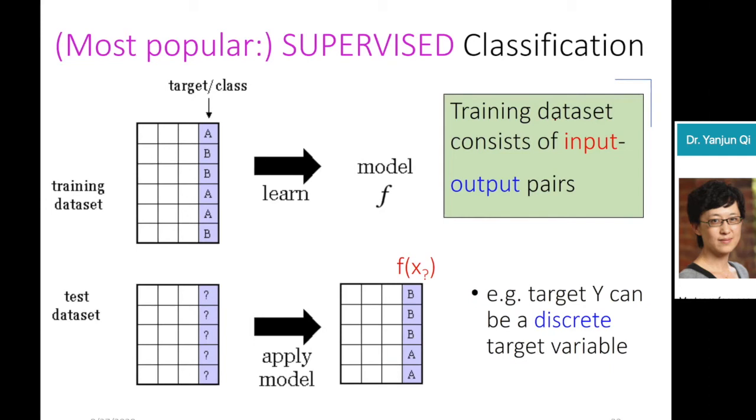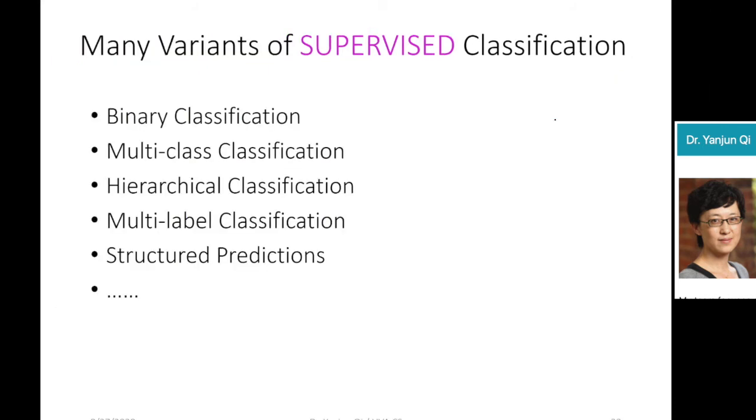All right, so let's wrap up the second module. The most popular task is supervised classification, which you already know. You have X, Y pairs, and then this X question mark, and Y is discrete. And for supervised classification, there are also many different kinds: binary classification, multi-class classification, hierarchical classification, multilabel classification.